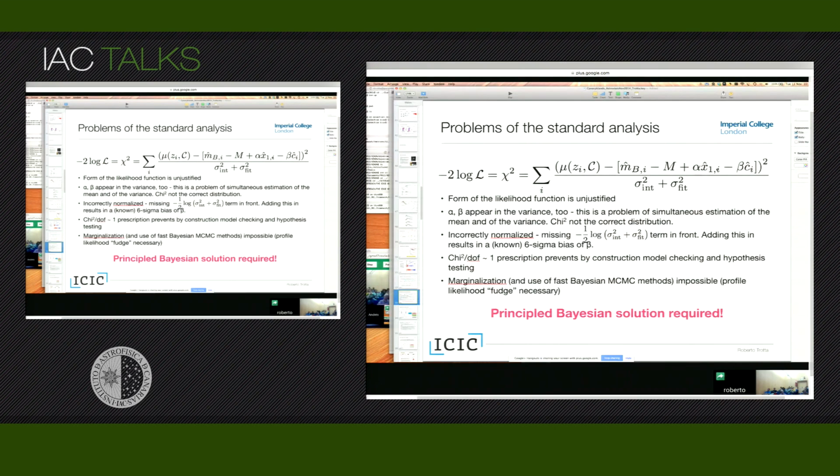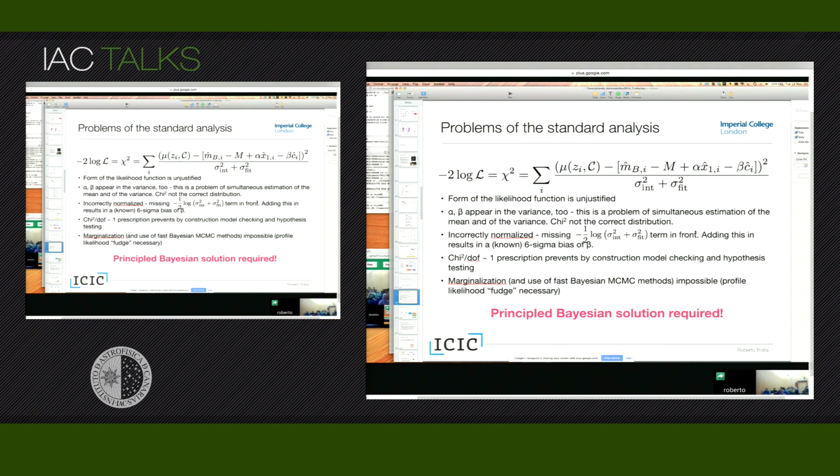This is not a Gaussian in alpha and beta. It's a problem of estimating the variance as well, not Gaussian. This likelihood here is incorrectly normalized. The log likelihood chi-square expression here assumes that the normalization constant is independent of the parameters, but it's not, because this is a variance measurement. Parameters that you try to estimate also appear in the normalization term in front.